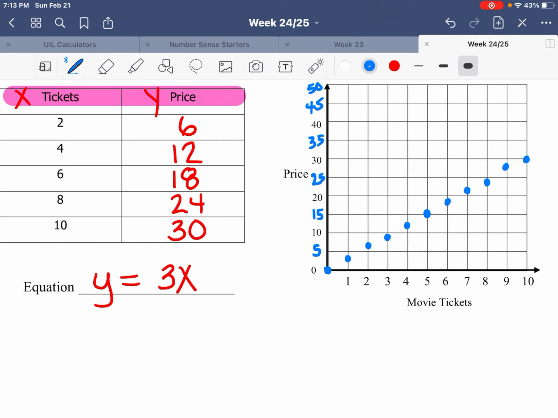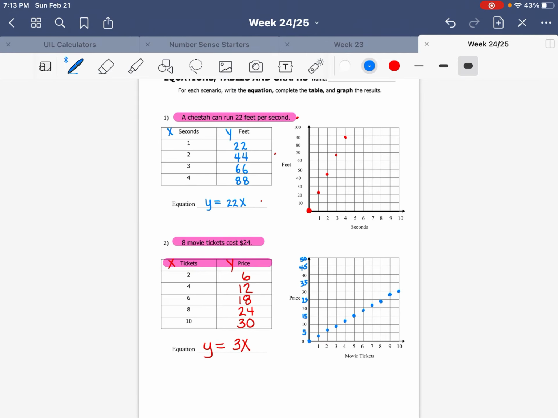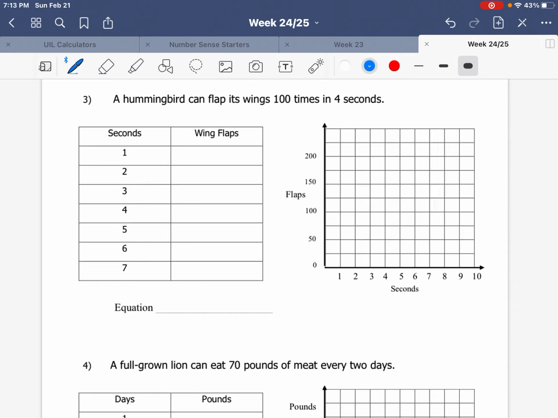So you can see my graph is not perfect because I'm not great at judging those dollar amounts in between, but it's pretty close to a straight line, which it should be a straight line in this case because it's going up by 3 each time. All right, let's turn this paper over to the back if you have it.